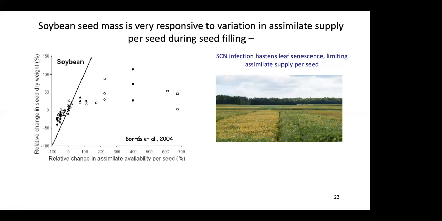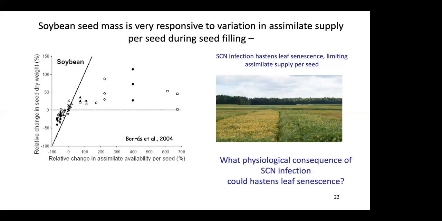Okay, I think this one comes from Ohio State. I should probably give them a reference. Anyway, pretty obvious. We're looking at two different varieties there. One's resistant, one's susceptible. You don't have to use much imagination to figure out which one's susceptible. The duration of green leaf area is shortened. All right, where do you think that's coming from? Okay, what's the consequence of SCN infection on hastening leaf senescence?